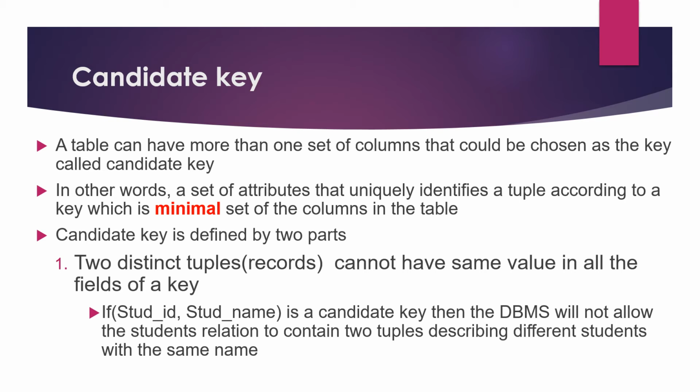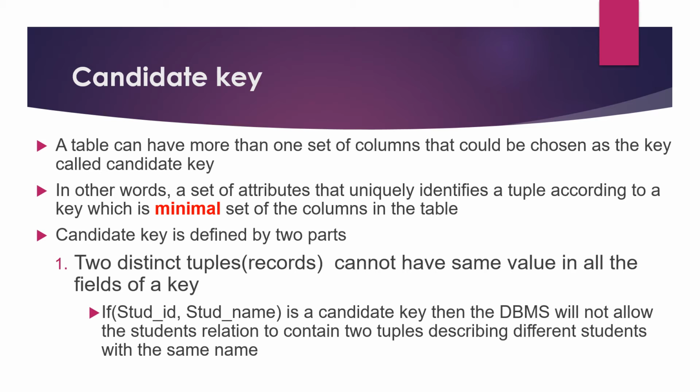First one is it must contain unique values. Second, candidate key may have multiple attributes. Third property is that candidate key must not contain null values. Fourth property is that it should contain minimum fields to ensure uniqueness. And fifth property is that it uniquely identifies each record in a table.